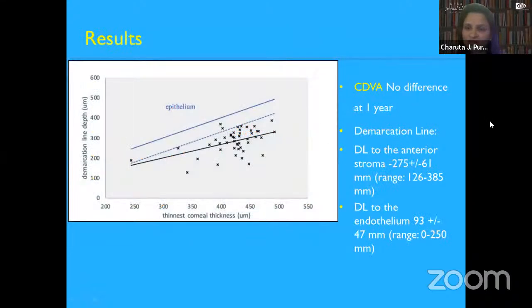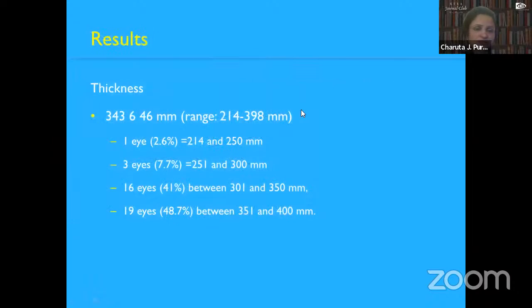Coming to the results section, the corrected distance visual acuity showed no difference at 1 year. From the demarcation line to the anterior stroma, the variability was 275 plus minus 61, and to the endothelium was 93 microns. And the variability was between 0 and 250 microns. So the thickness of the cornea ranged between 214 and 398 microns at the end of the protocol.